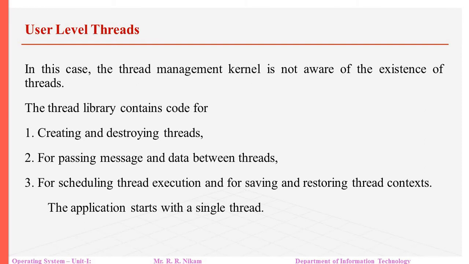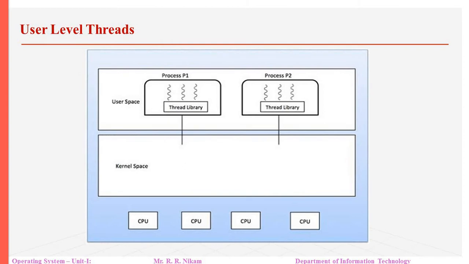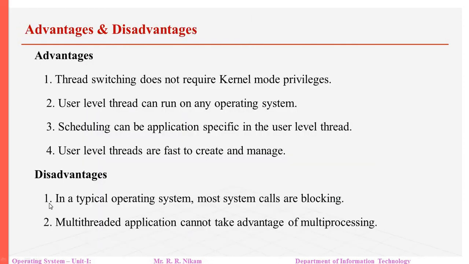The application starts with a single thread. Here is the diagram for user level threads. The user level threads are created in this space. So we have process P1. This is the thread library and these are the threads created. These are the user created threads. Similarly, we have process P2. These are the user created threads, and this is the thread library available. The next part is the kernel space, and here we have the CPU. This is the diagram for user level thread.